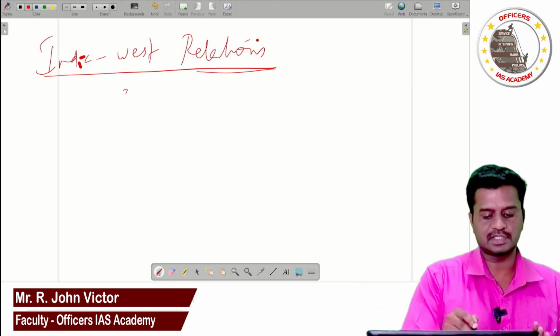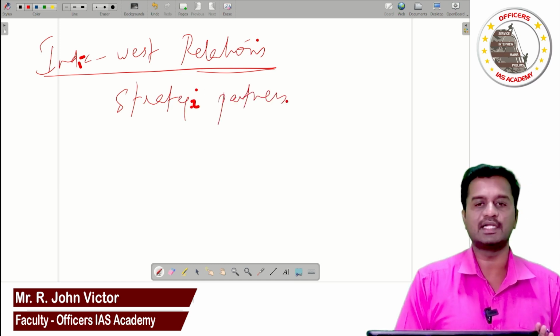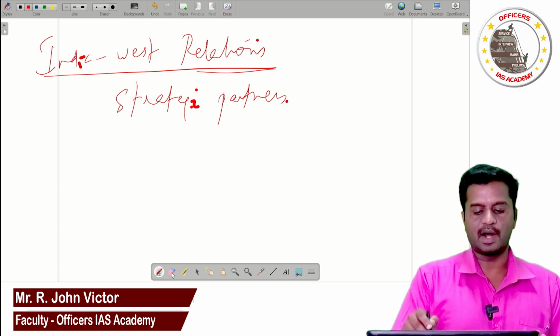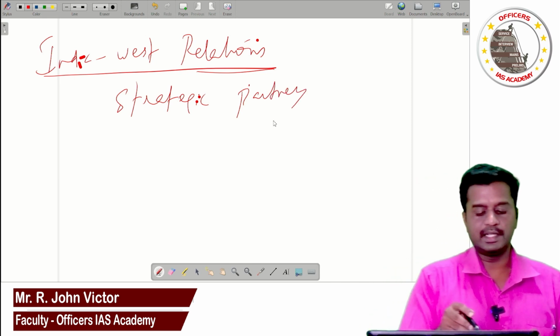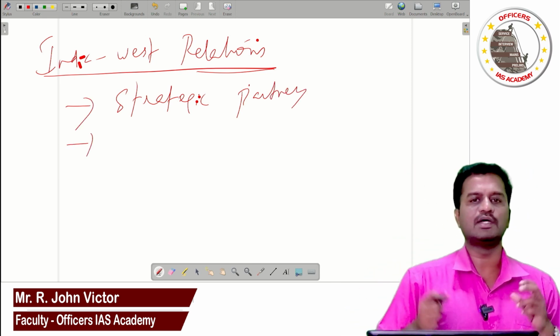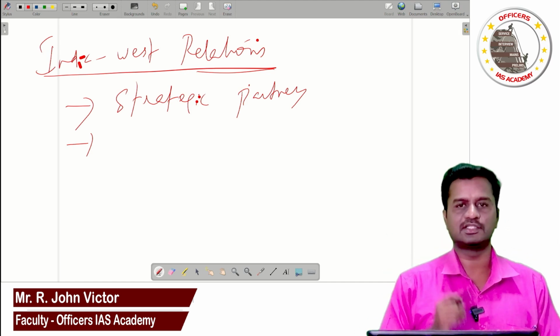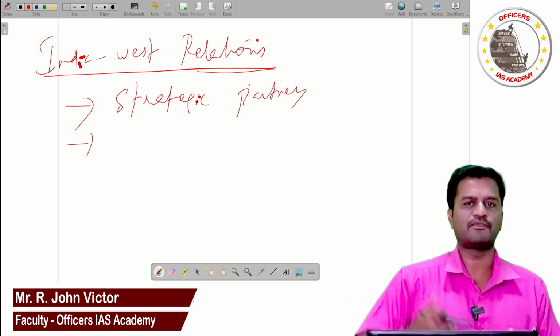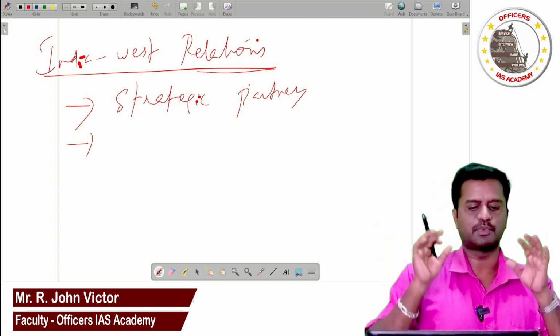India and West are strategic partners today. Strategic partnership means partnership for the long term. India and West, I am writing in the form of points. So I am giving in the form of hints so that you can write the answer accordingly. You can write in the form of paragraphs in the actual answer. I am sharing the answer key as points.